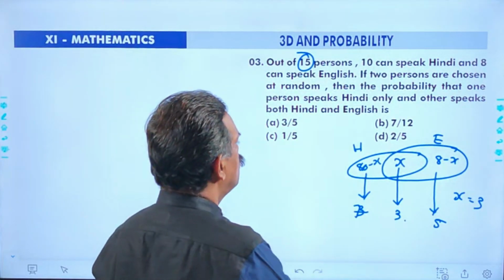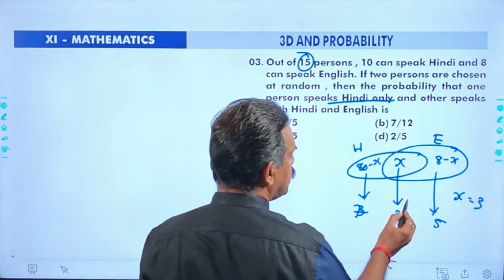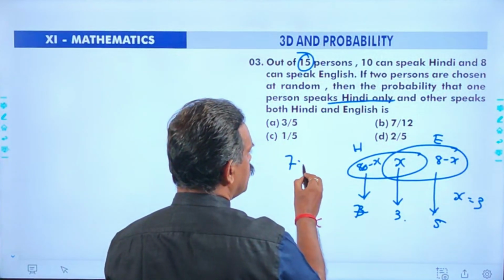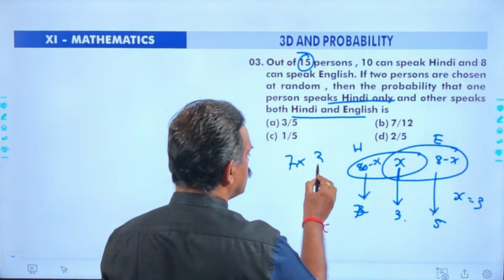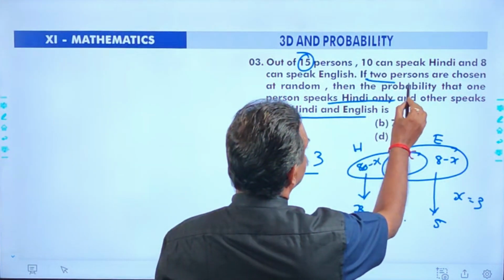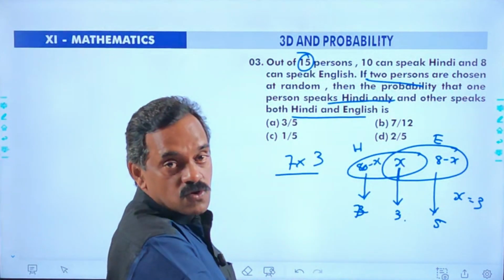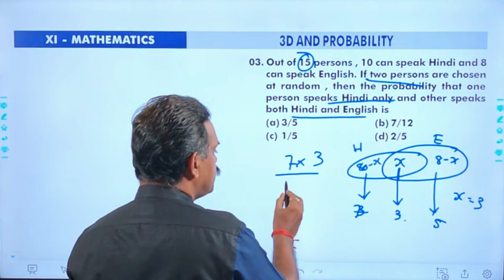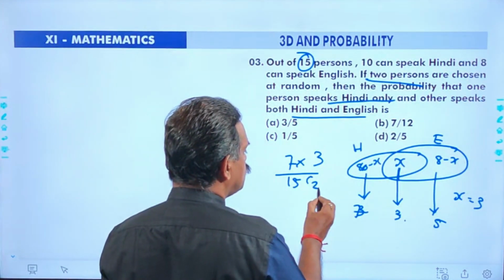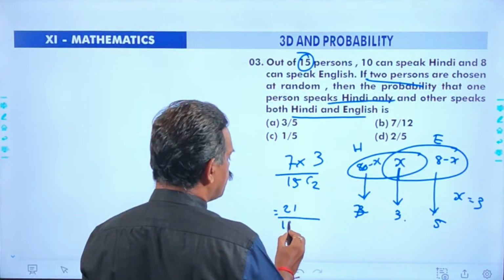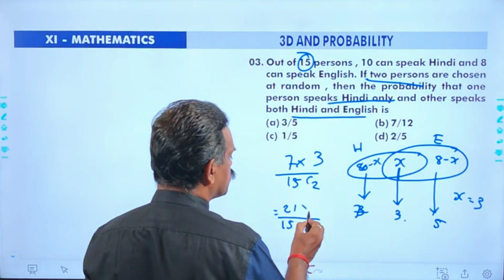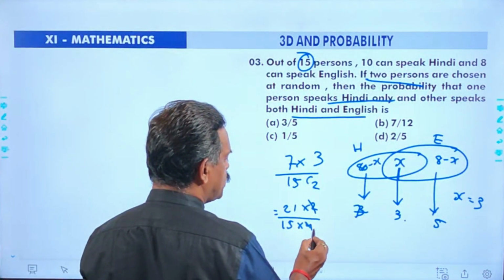Now the question is here: one speaks Hindi only, so it will be 7, and the other speaks both Hindi and English, which is equal to 3. Now we are taking 2 persons from 15. We apply the theory of combination, which is going to be 15C2. So it will be 7 into 3, that is 21, by 15 into 14 by 2. The 2 comes here, so it will be 2.